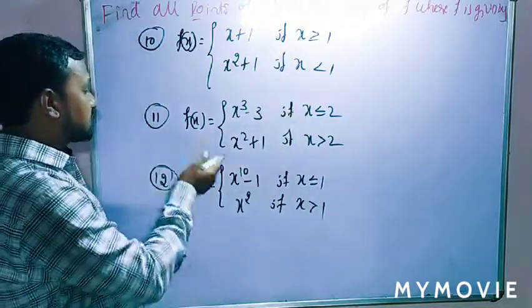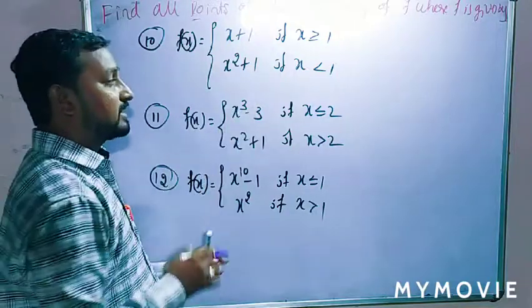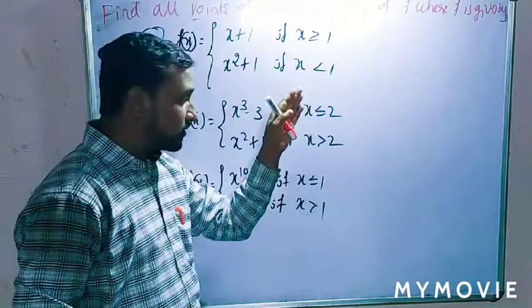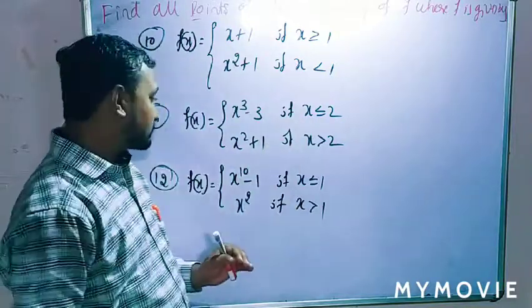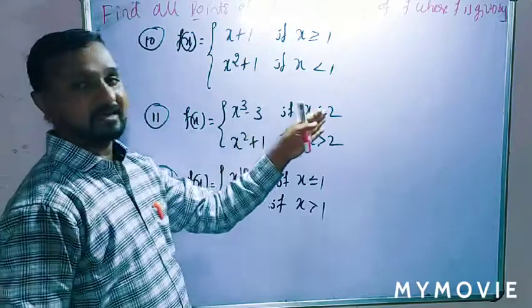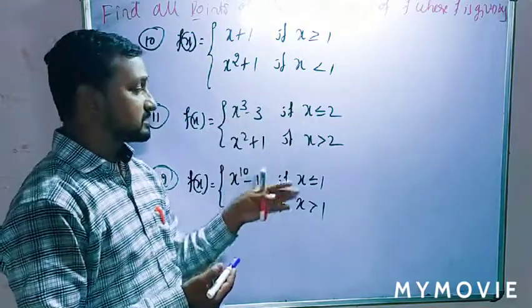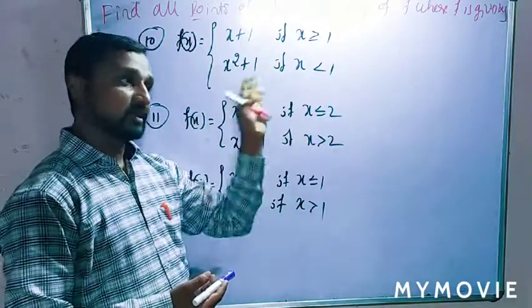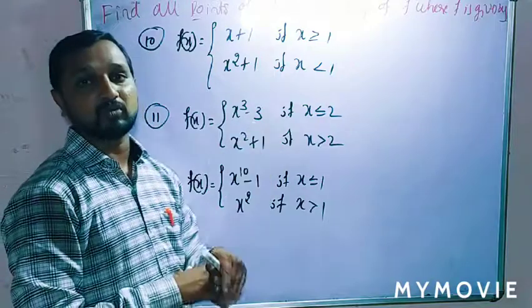Here the 11th one is f of x equal to x cube minus 3 if x is less than or equal to 2, and x square plus 1 if x is greater than 2. Here also, every real number less than 2 is a polynomial function, continuous; every real number greater than 2 is a polynomial function, continuous; and we check at x equal to 2. That is also very important.